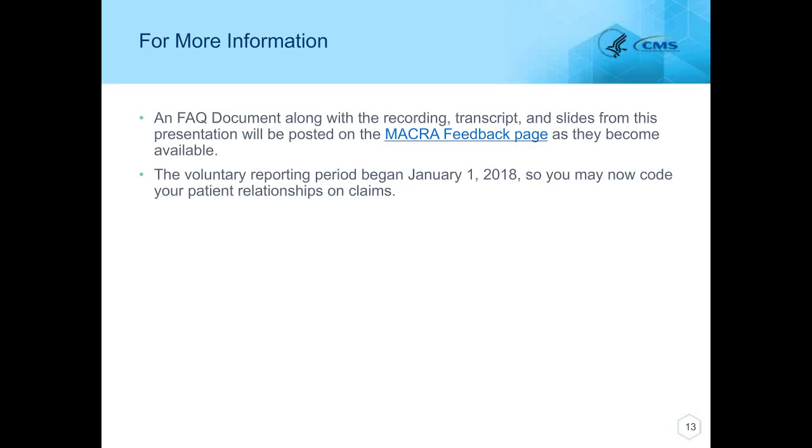And as a reminder, the voluntary reporting period began January 1st, 2018. So you may now code your patient relationships on the claims themselves.